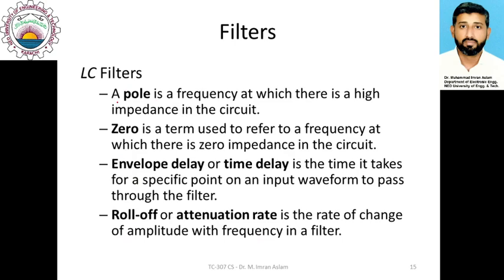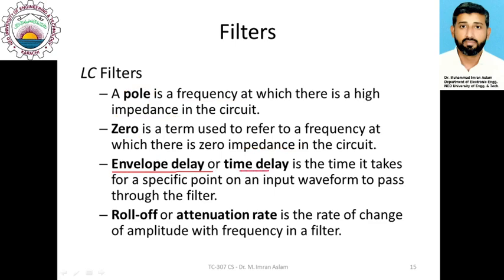Whenever we represent a filter in the frequency domain, there are certain frequencies where the impedance of the circuit becomes very high, or mathematically tends to infinity. All those frequencies where the impedance becomes very high are named poles of the filter. Similarly, there are certain frequencies where the impedance of the circuit becomes close to zero. All those frequencies where the impedance is zero are named zeros of the filter.